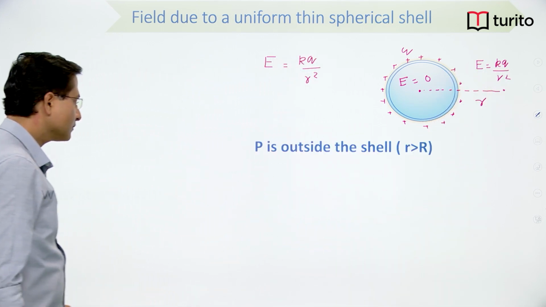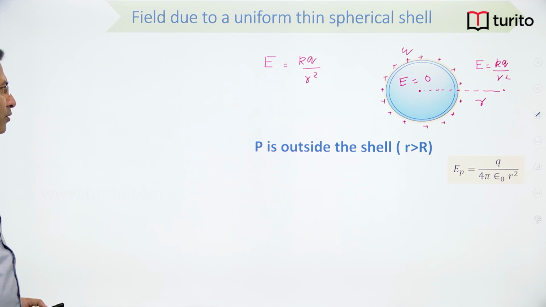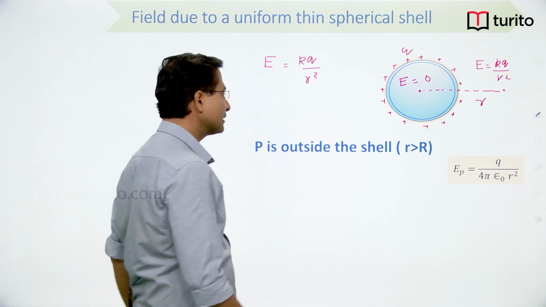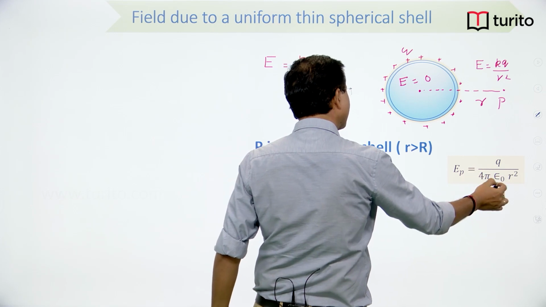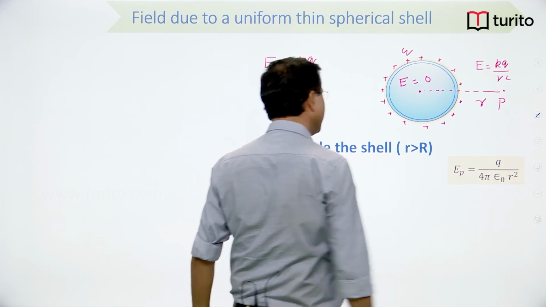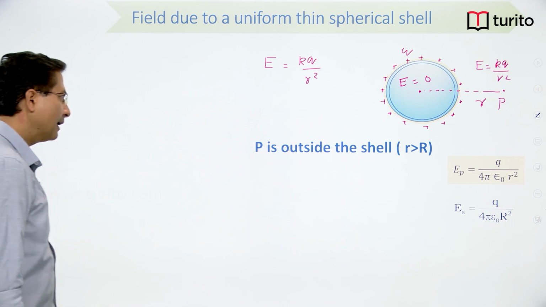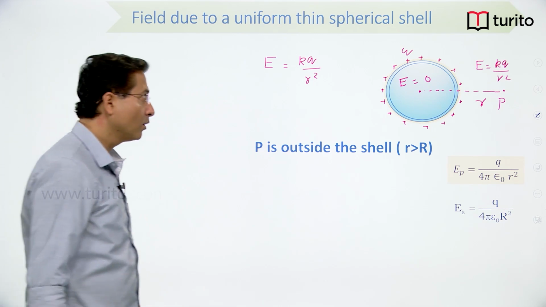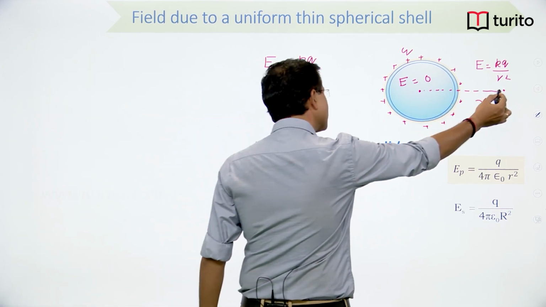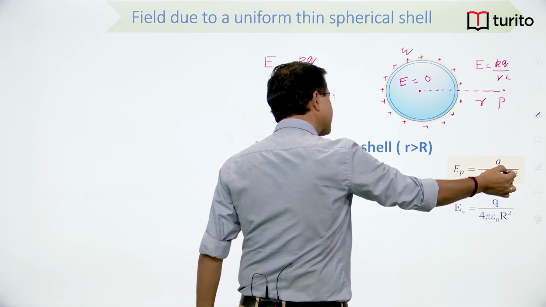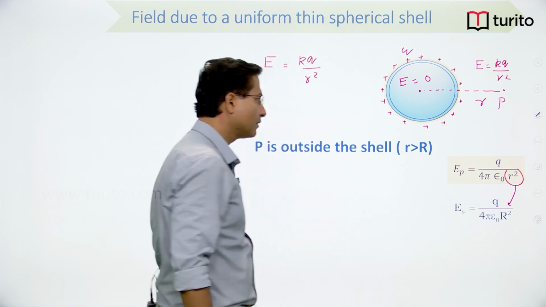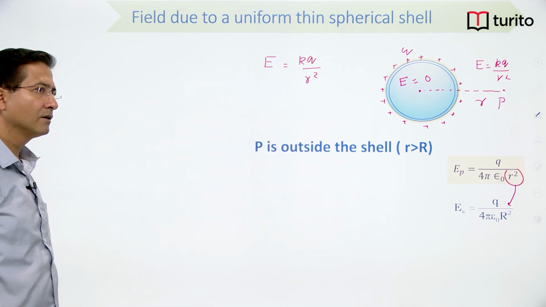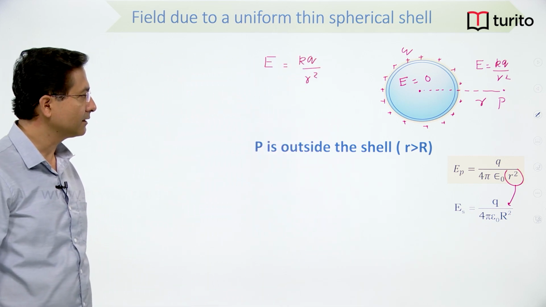Now for an outside point P, I can write kq, where k is nothing but 1 upon 4 pi epsilon naught, q divided by r square. And on the surface, this small r will be equal to capital R. So this small r can be replaced by this capital R. So this is for the surface.